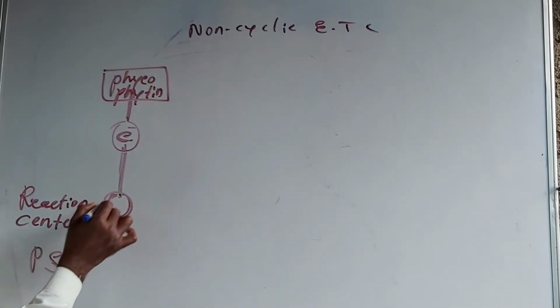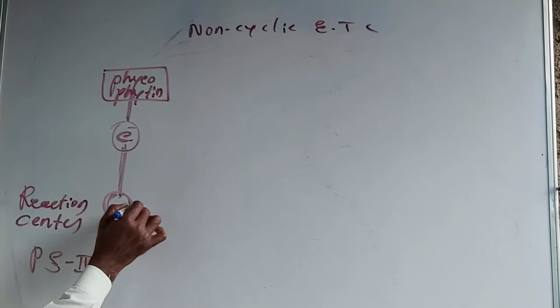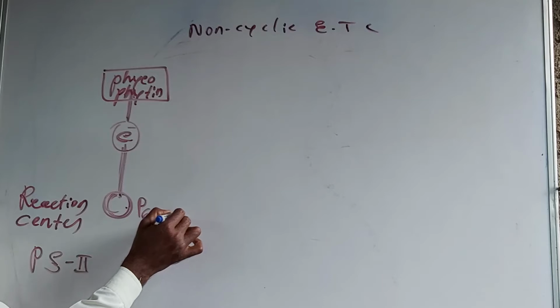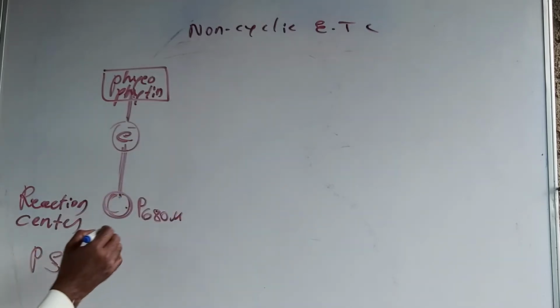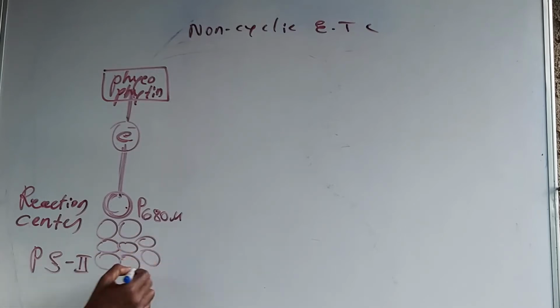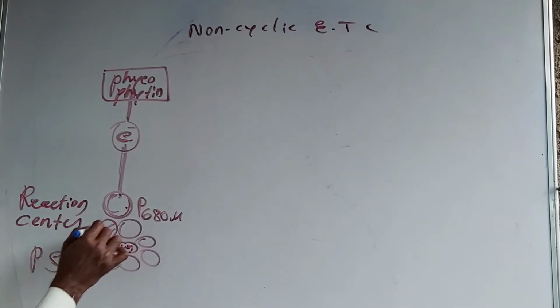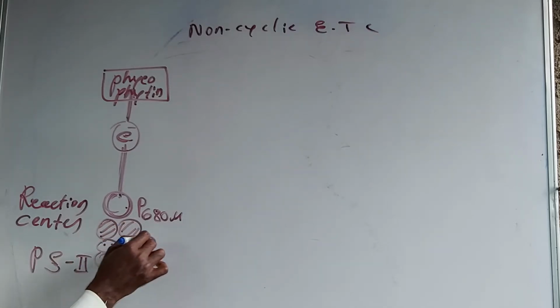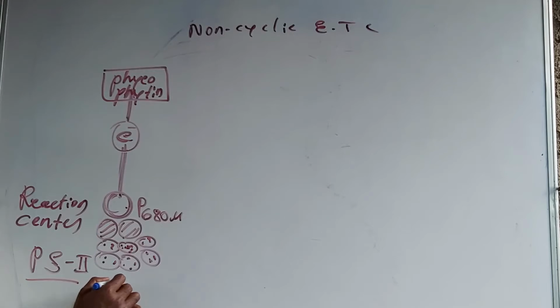So the reaction center is P680 millimicron, P680. Then these are the accessory pigments, the xanthophylls, the carotenes, a number of pigments. Pigment system second consists of about 200 chlorophyll molecules and 50 carotenoids.